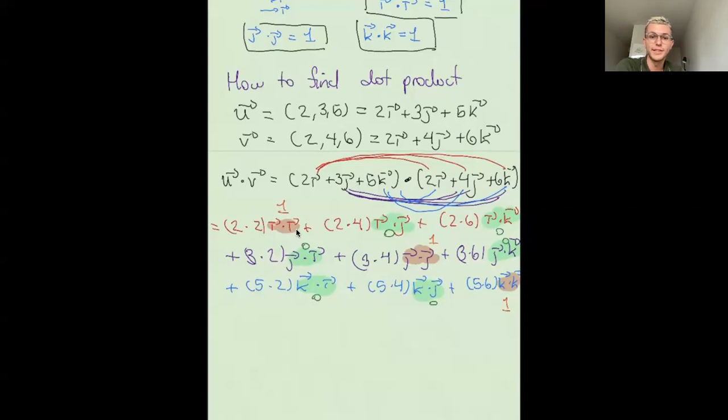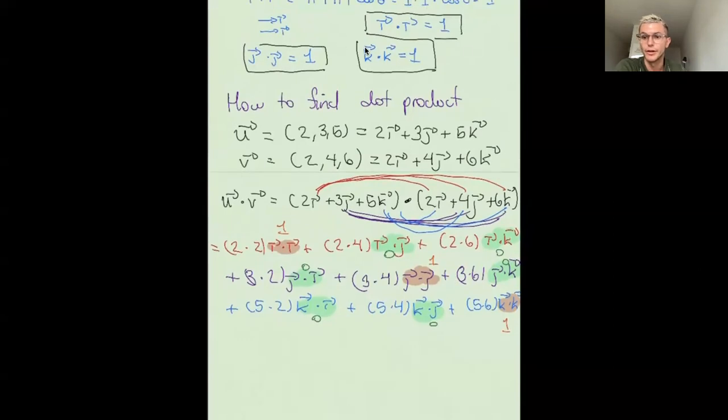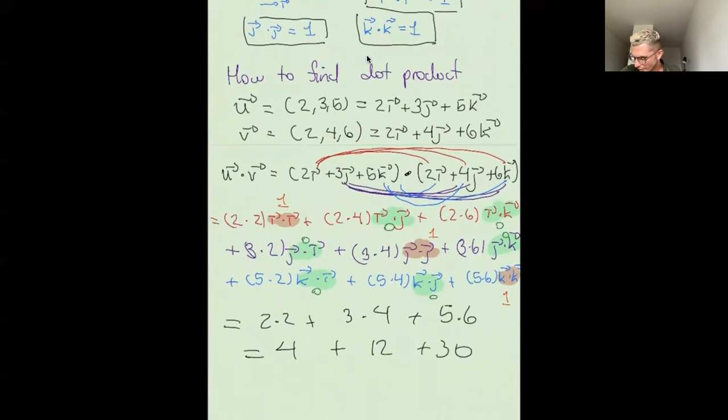And then for these other three things, it was i dot i, j dot j, and k dot k, and that gave us 1 because that's exactly what I wrote here a little bit earlier, right? So someone noticed, you just end up getting 2 times 2 plus 3 times 4 plus 5 times 6, and that's 4 plus 12 plus 30, right? Hopefully. And then this is 16 plus 30, what is that, 46? And so that's that product.